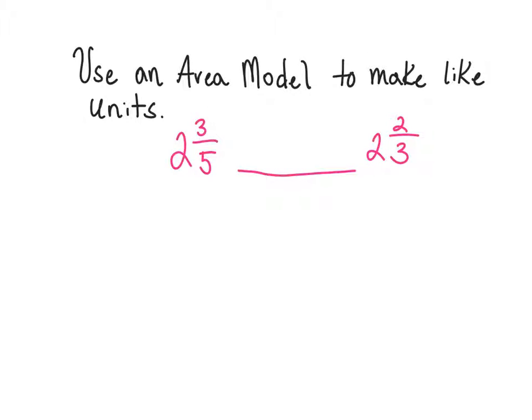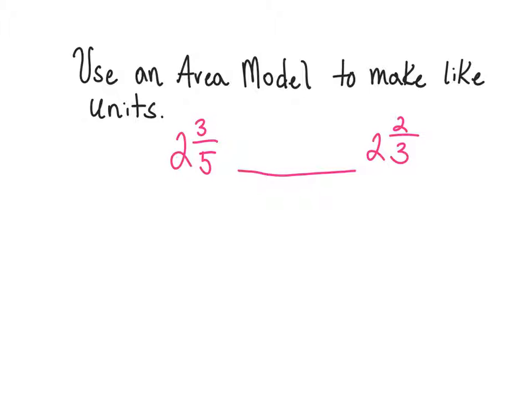Our next one is going to be a little bit different, because now we're going to focus on an area model. We're going to create area models to make like units. So our denominators are different. It's a 5 and a 3. I see our wholes are the same, so the wholes aren't going to help us find out this comparison, who's greater, less than, or equal to. So we need to make the 5 and the 3 into common units, into common denominators. And how we're going to do that is by making an area model.